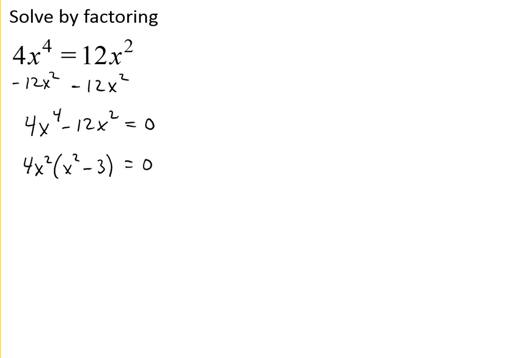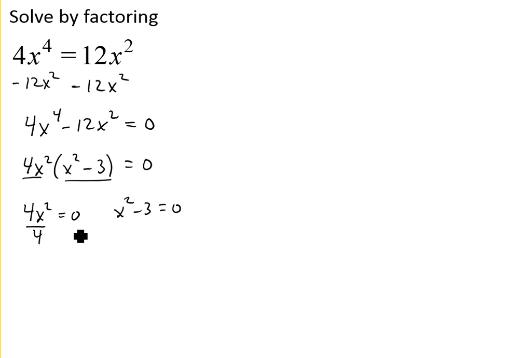Now if we could, we would go ahead and factor further, but x squared minus 3 cannot be factored anymore. And so let's go ahead and take each of our separate factors and set them equal to 0. So we'll go ahead and take that 4x squared and set it equal to 0. Then we'll go ahead and take our factor of x squared minus 3 and set it equal to 0. So by solving each of these, that'll give us the solutions to the original equation.